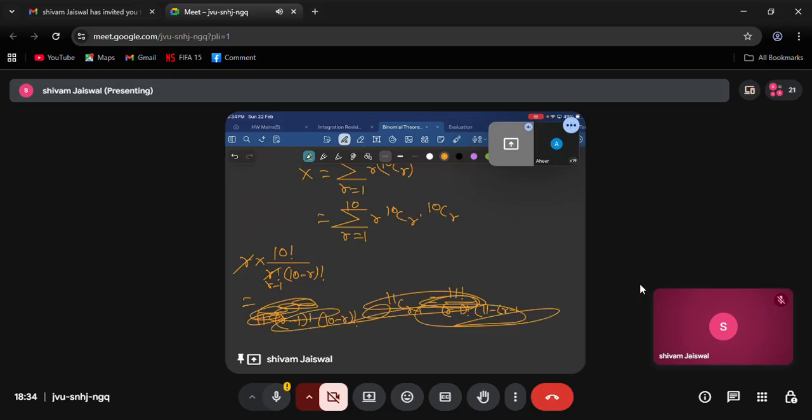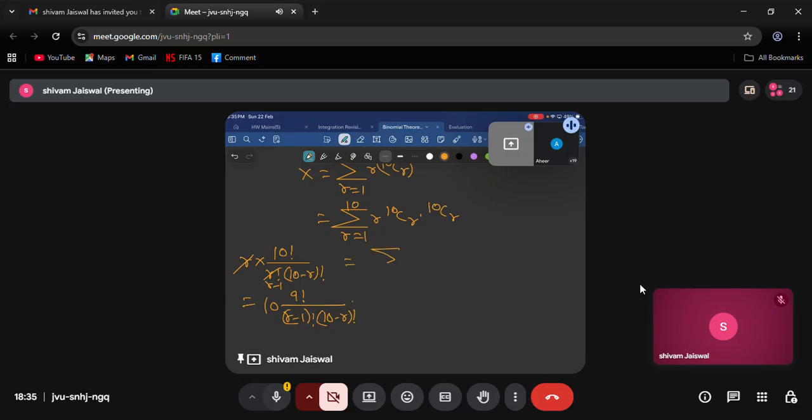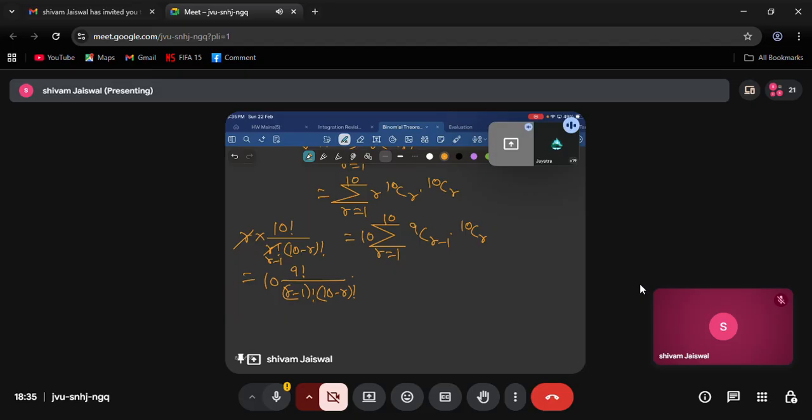Taking 10 common. Okay, 10 into 9 factorial divided by (r minus 1) factorial into (10 minus r) factorial. I think this one is okay: 9C(r minus 1). So are you getting it? This will become summation of r equal to 1 to 10, 10 into 9C(r minus 1) into 10Cr. Now 10Cr I can write as 10C(10 minus r).